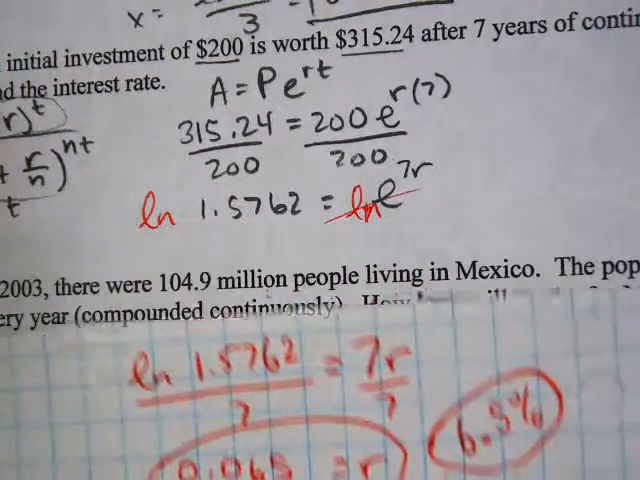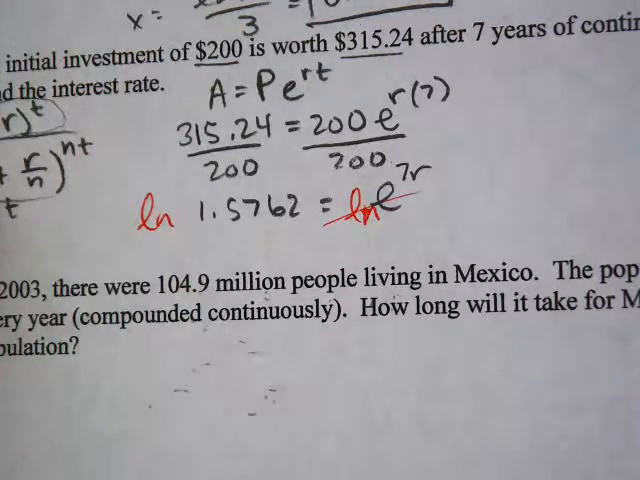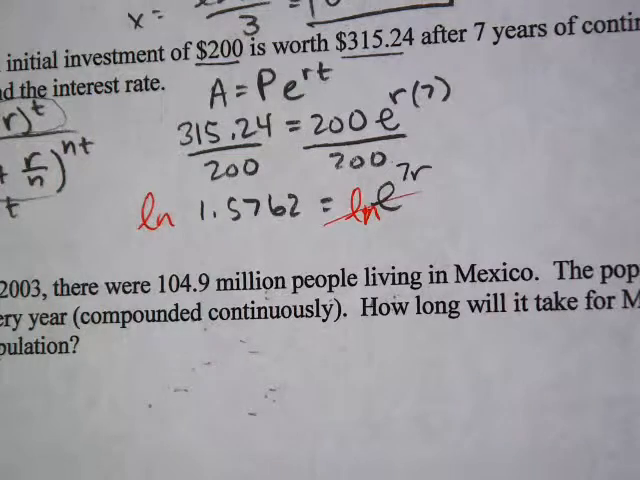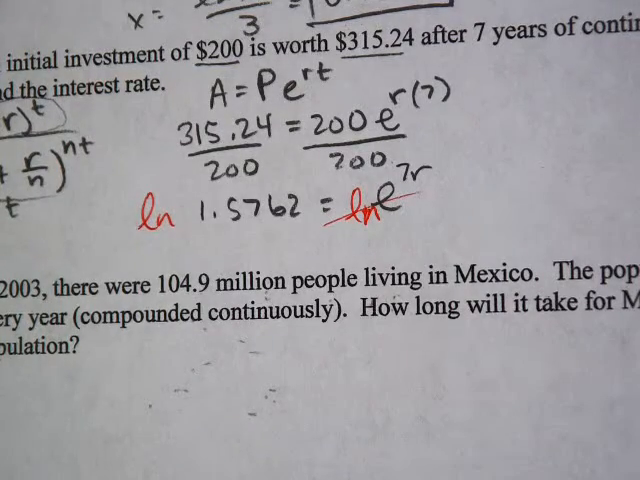Once you guys do 6: in 2003 there were 104.9 million people in Mexico. It increases 1.7% continuously. How long will it take for Mexico to double its population?